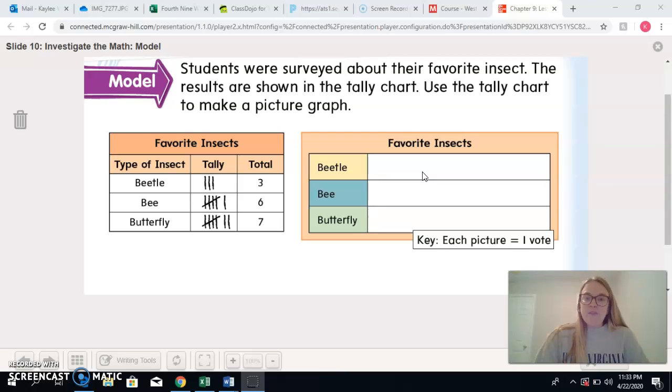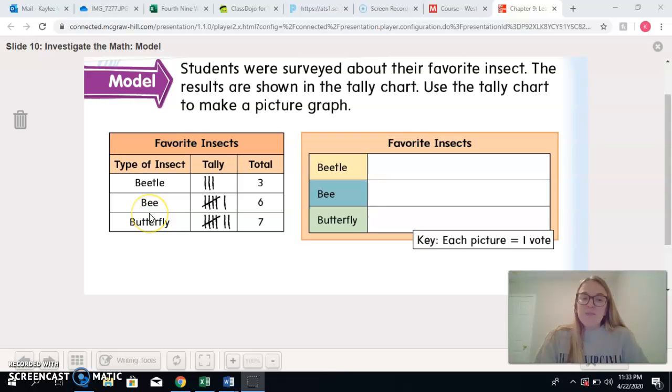Now, I know not everybody likes to draw, or some students don't think they're an artist, but I think you should try and see how it goes. However, if you want to do simpler pictures like using circles or using X's, that's okay too if you don't think you want to draw.